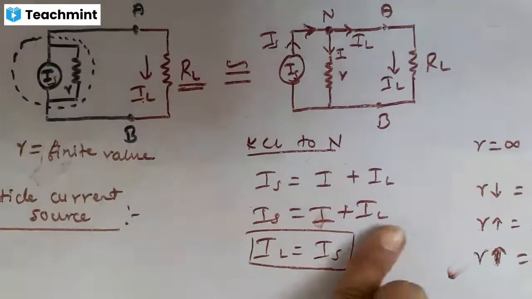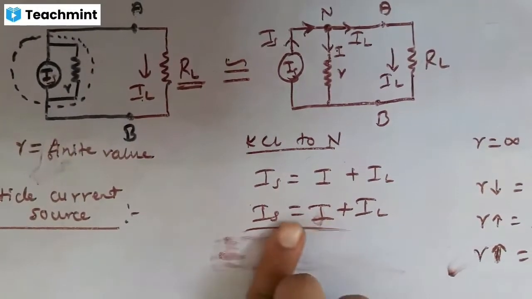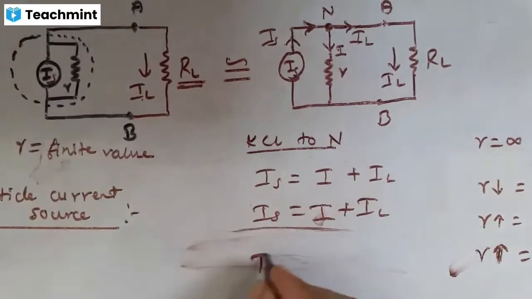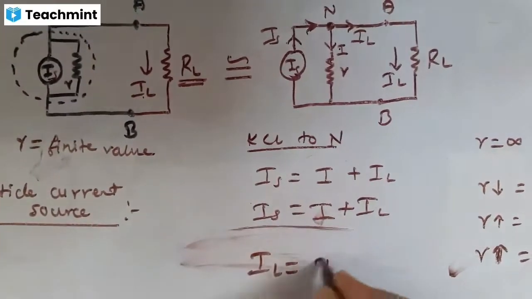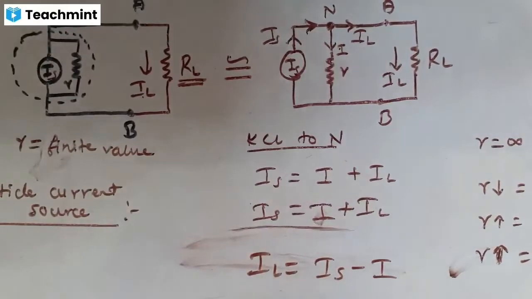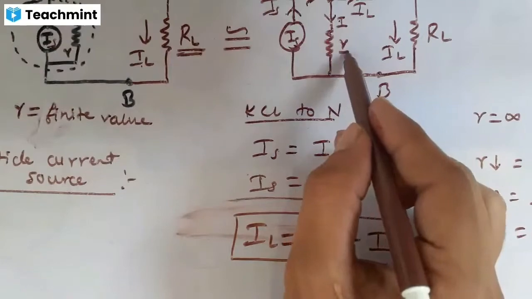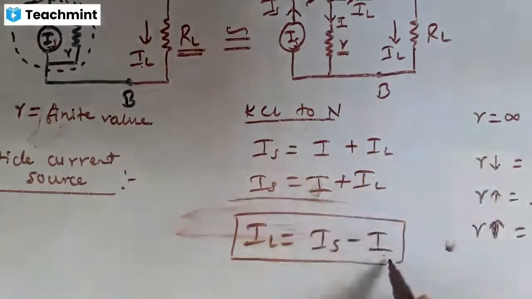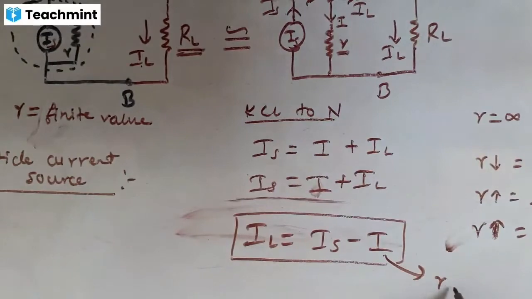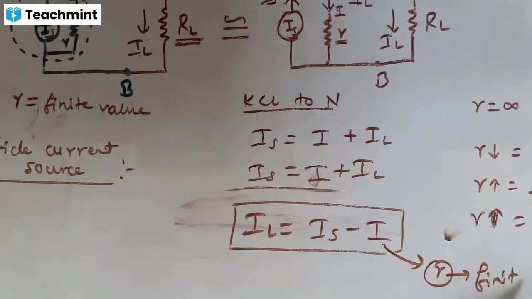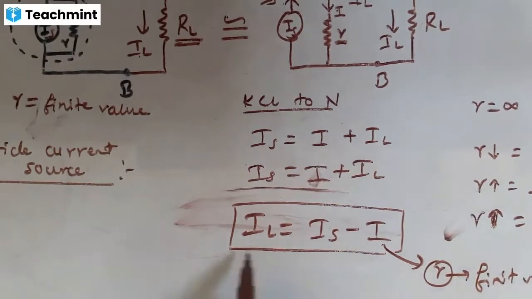So now what happens to the IL? I will just write for IL. IL equals IS minus I. Okay. Again, this I is depending upon what? This I is depending upon this R. This R has now some finite value. This I is depending upon R only, and R has some finite value. So you can say IL is directly depending upon this small r, isn't it?